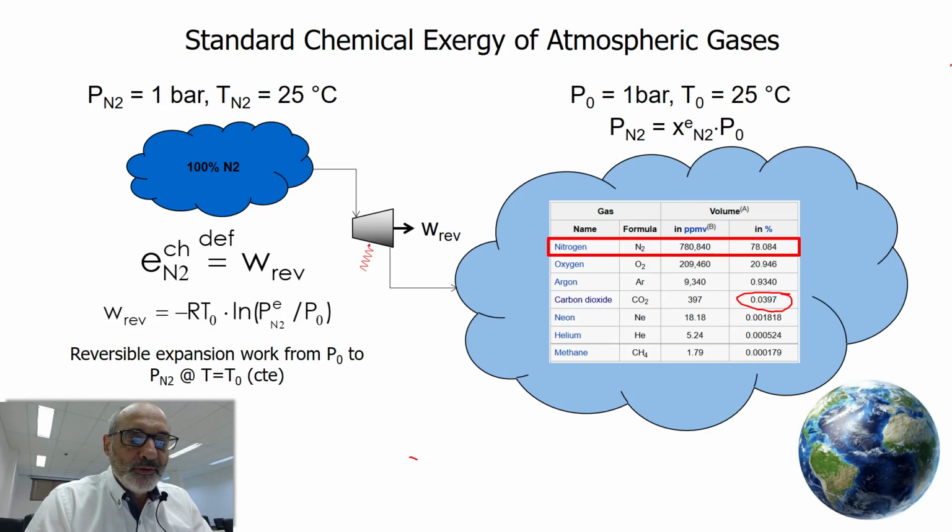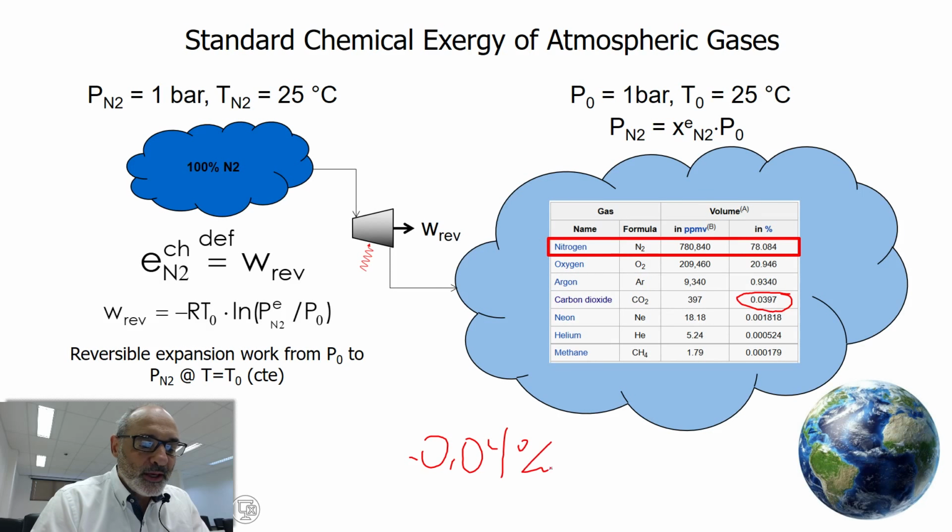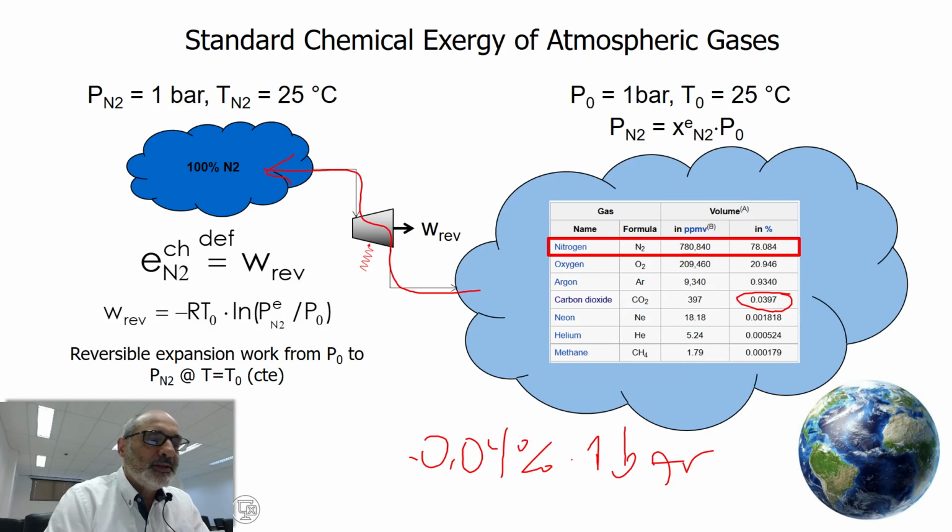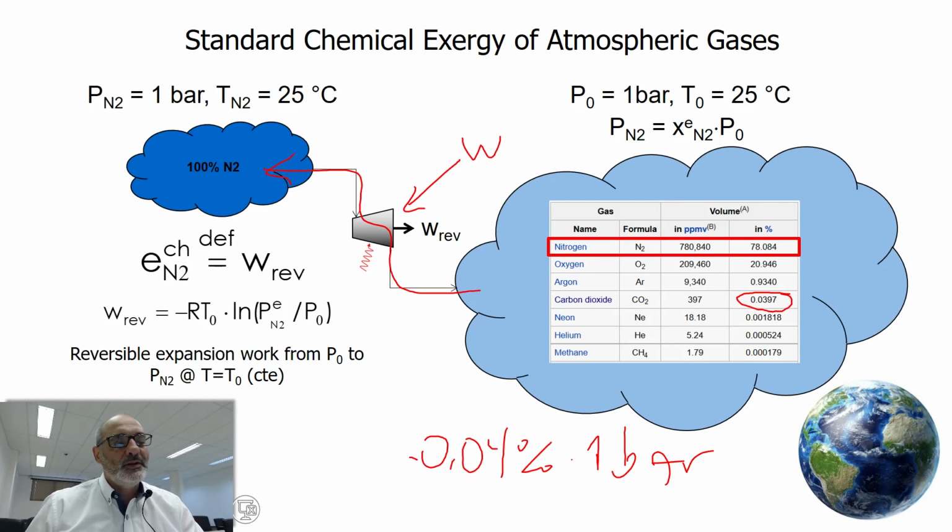Okay, so to remove CO2 from the atmosphere means to compress it from 0.04% of a bar times 1 bar. Okay, so I'm going to compress from this very low pressure to 1 bar. So I'm going in this sense. In this situation, I have to add work to this. So I have to have a compressor.